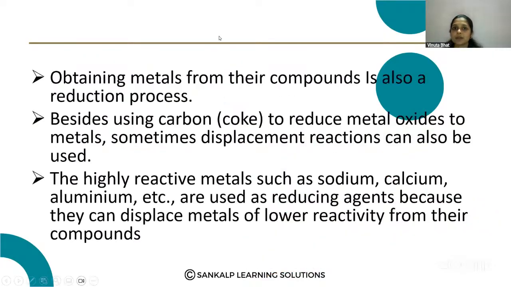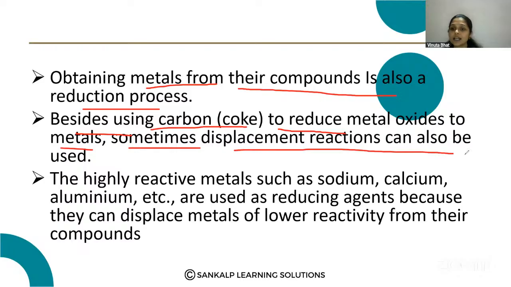So the next step: obtaining the metals from their compounds is also a reduction process. Besides using carbon to reduce the metal oxides, displacement reactions can also be used. Highly reactive metals such as sodium, calcium and aluminium are used as reducing agents because they can displace the metals of lower reactivity from their compounds.